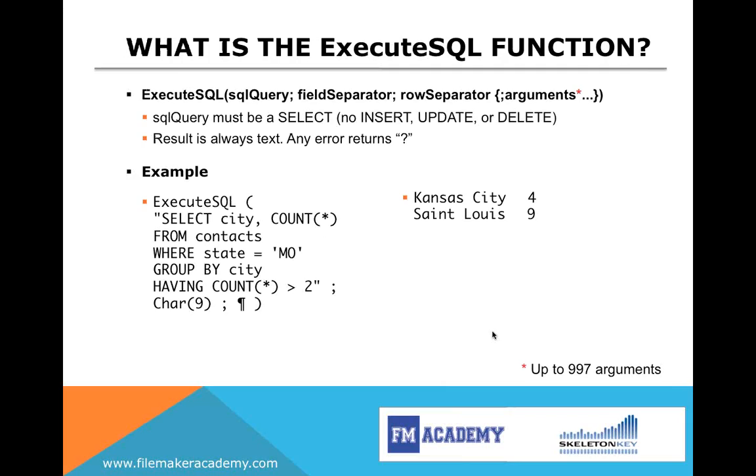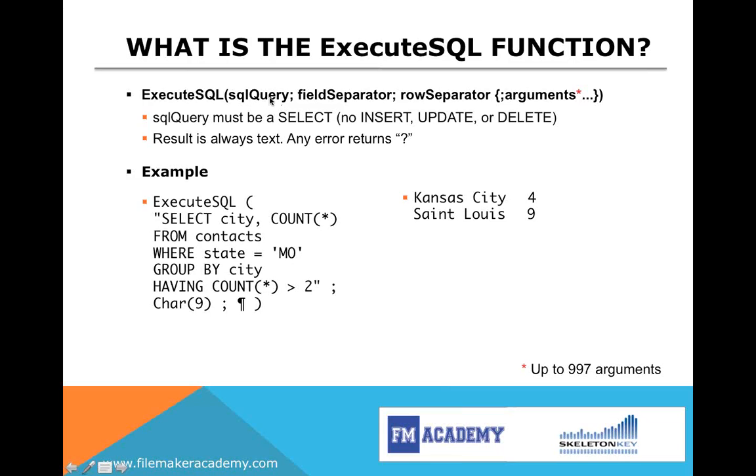So the ExecuteSQL function is brand new in FileMaker 12, and just like any other calculation function, the function name is ExecuteSQL, and it has a series of parameters that we give to it. And so I've got lots of live examples I'm going to show you in a little bit, but I'm just going to do a few basics right here.